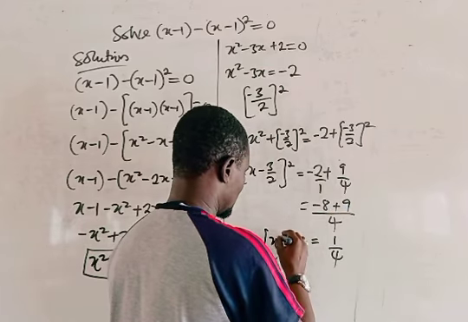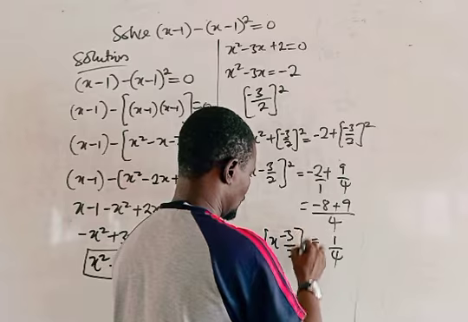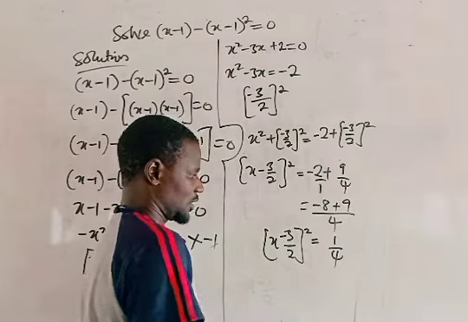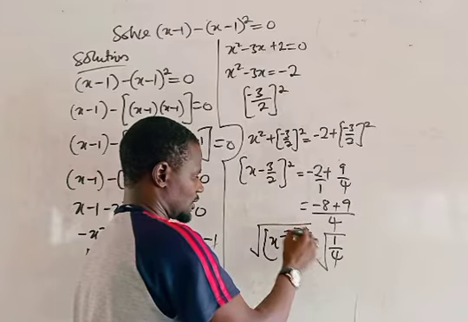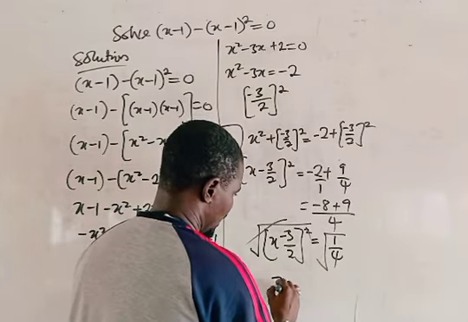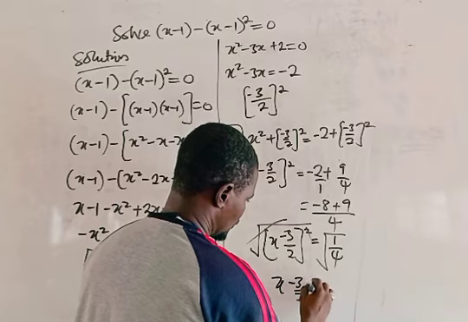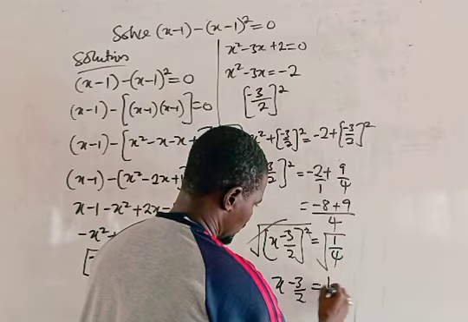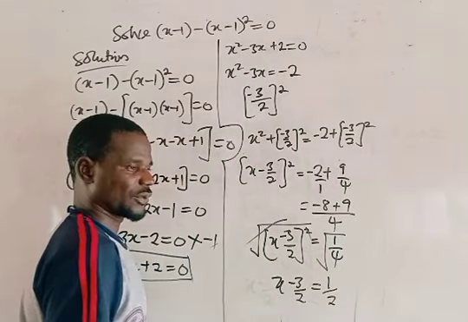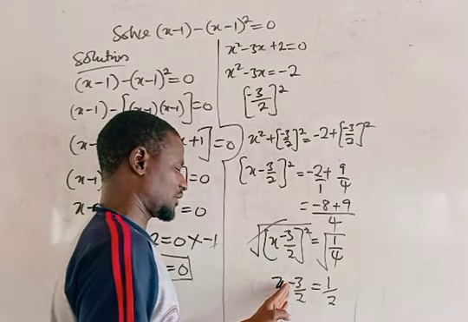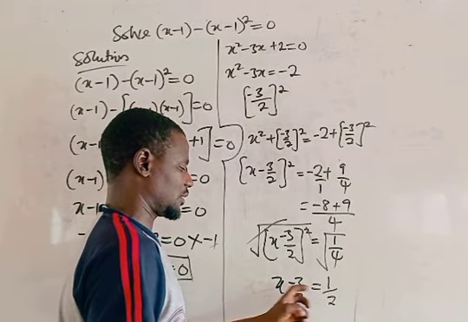We have our x minus 3 over 2, squared. Then you have to take the square root of both sides so that you can cancel the square. We now have x minus 3 over 2 equals root of 1, which is 1, root of 2 is just 2. Now what you need to do from here is to take minus 3 over 2 from the left to the right and change the sign.